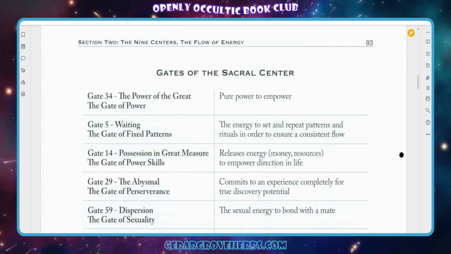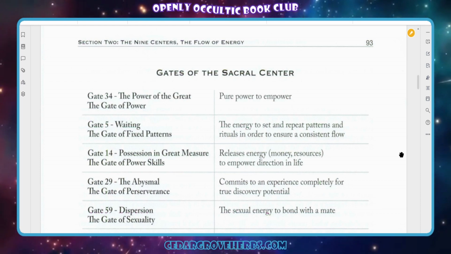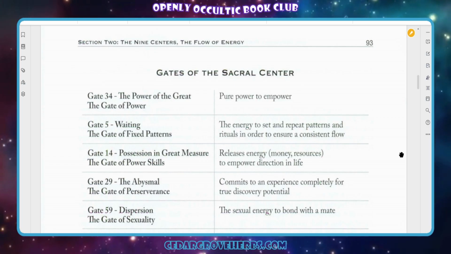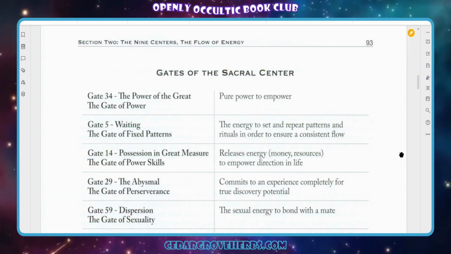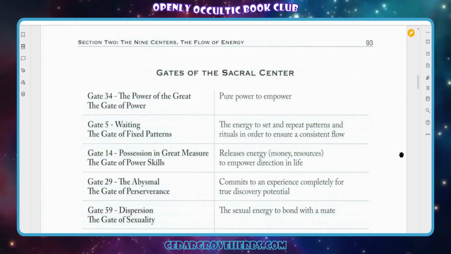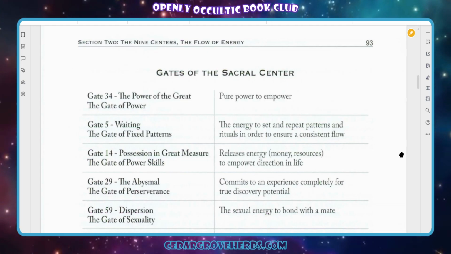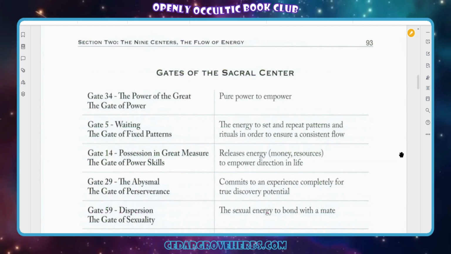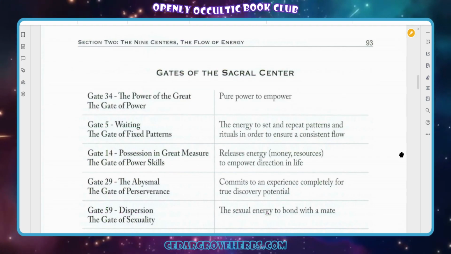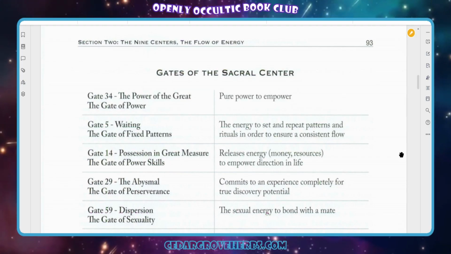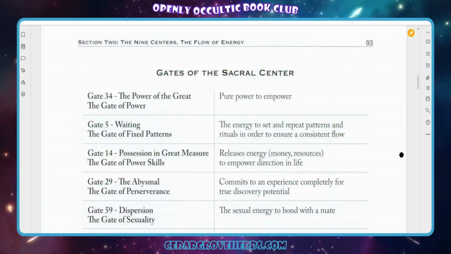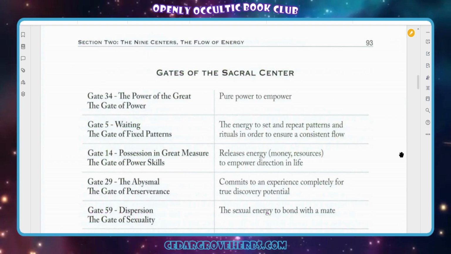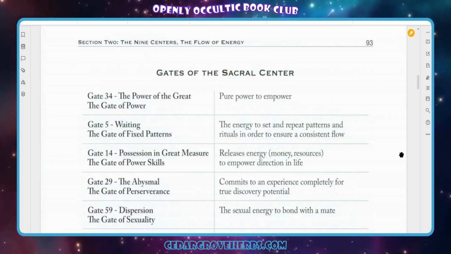Gates of the Sacral Center. Gate 34 is the power of the great, the gate of power. And once again, I'm not seeing the fear that potentially also is associated with this gate. But anyway, gate 34 is pure power to empower. Gate 35, waiting, the gate of fixed patterns. The energy to set and repeat patterns and rituals in order to ensure a consistent flow.